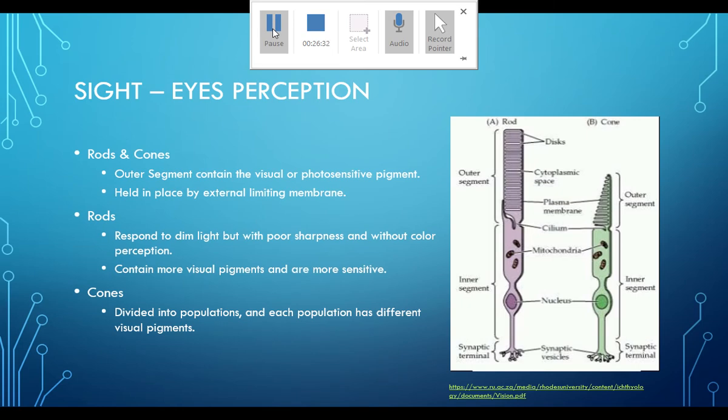I forgot to mention what a photosensitive pigment is. They are unstable pigments that undergo a chemical change when they absorb light.